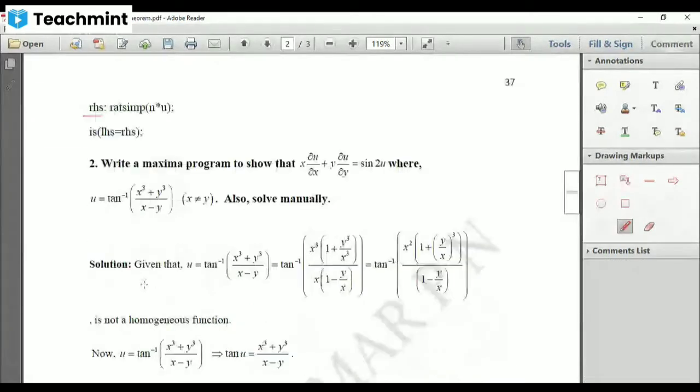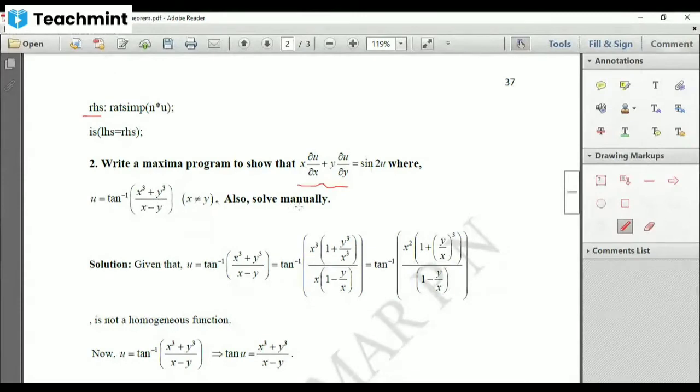Now, let us write another Maxima program for some other problem. We have to show that x into ∂u/∂x plus y into ∂u/∂y is equal to sin 2u. By seeing this left hand side, we can easily identify we have to apply Euler's theorem. But what is your function u? u is equal to tan inverse of this, where x is not equal to y. If x is equal to y, this becomes infinity.